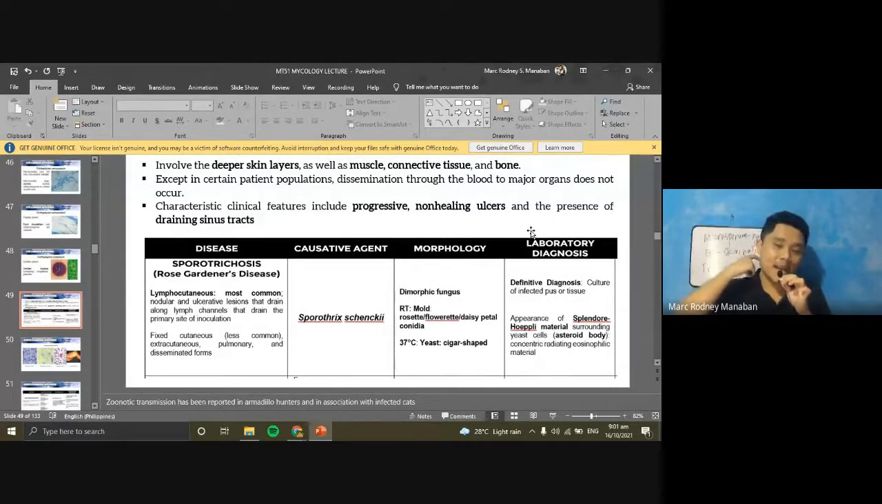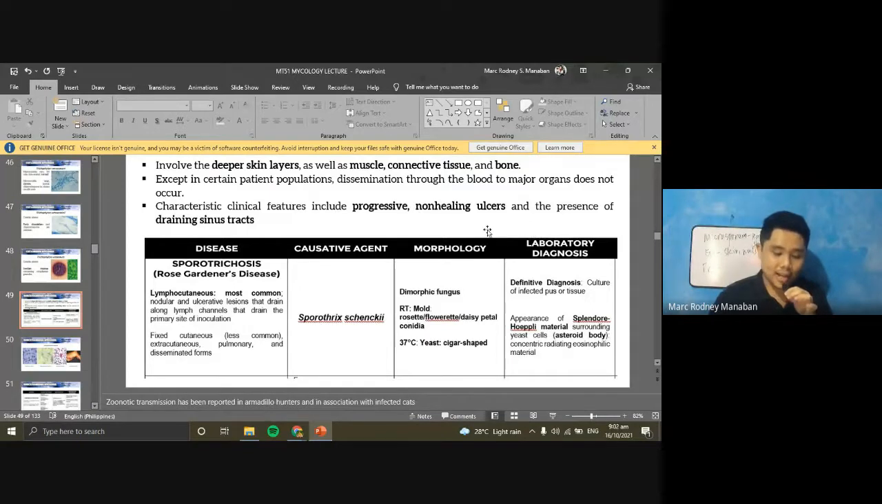Alright. Now, for lab diagnosis, your definitive diagnosis is culture of the infected pus or tissue. And in biopsy materials, there's what we call an asteroid body or Splendore-Hoeppli material. So we'll show a picture later to make it clearer. And this Splendore-Hoeppli material is eosinophilic. These are eosinophils that surround the yeast in the tissue. So later we'll picture that.